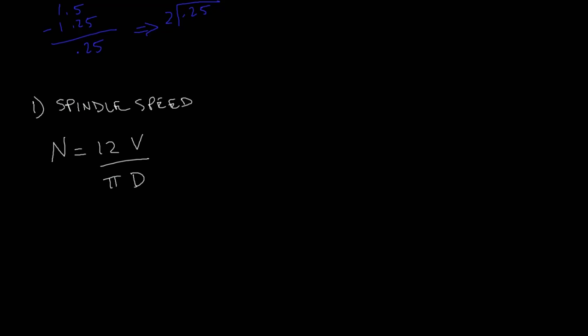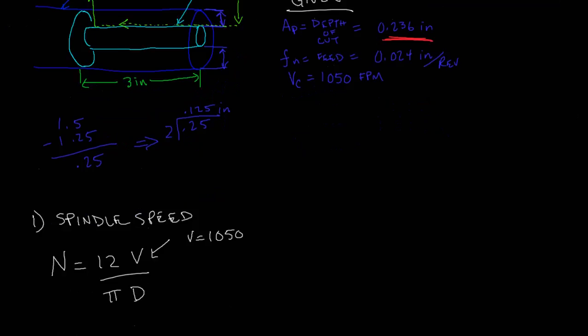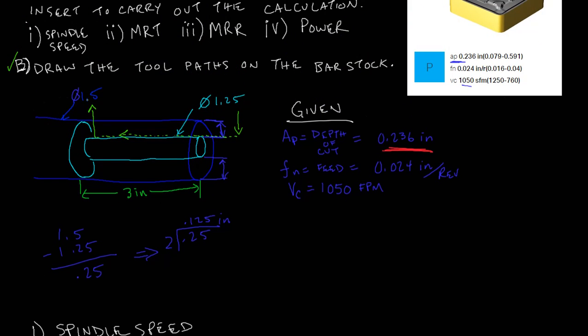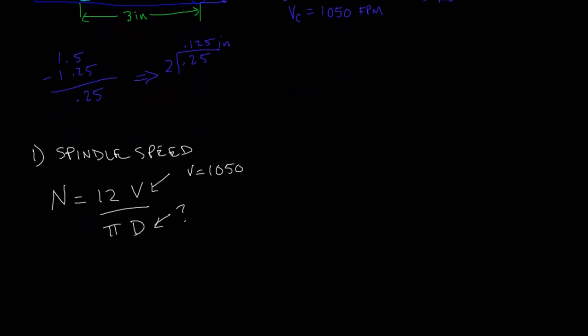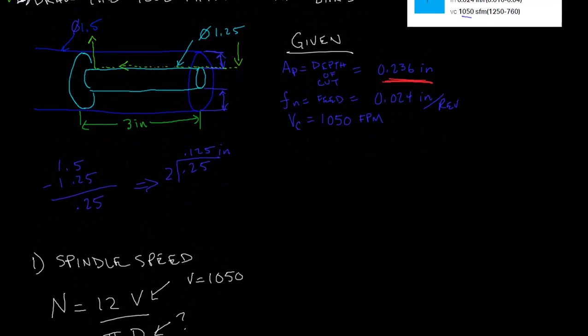I could say, well, we know this. V is equal to 1050. We know 12 and pi, we know those values. But what is D? Is it 1.5 inches or is it 1.25 inches? I'm going to say it's 1.5 inches.